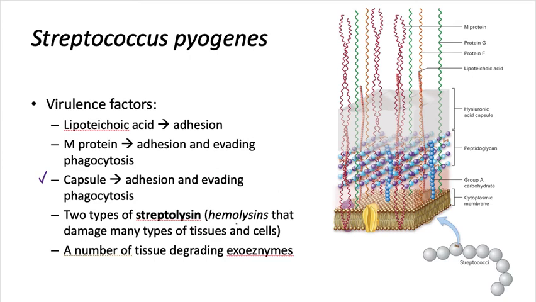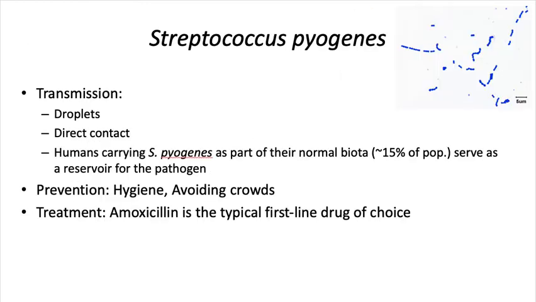I've mentioned before that the organism has hemolysins. They're called streptolysin for Streptococcus hemolysins. And that beta hemolysin is the one that damages red blood cells. And Streptococcus pyogenes has a number of other tissue-degrading exoenzymes like streptokinase, DNase, and a variety of proteases or protein-degrading exoenzymes. It's got a lot of virulence factors, and strep throat can be transmitted through droplets in direct contact.